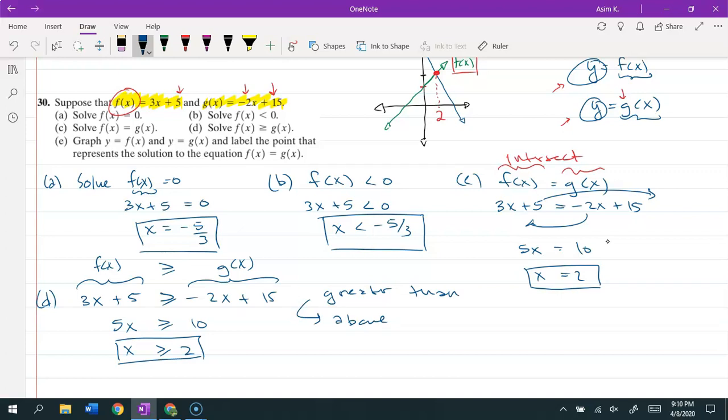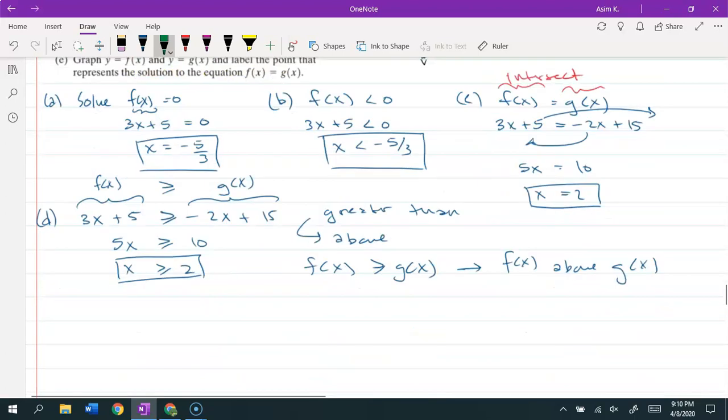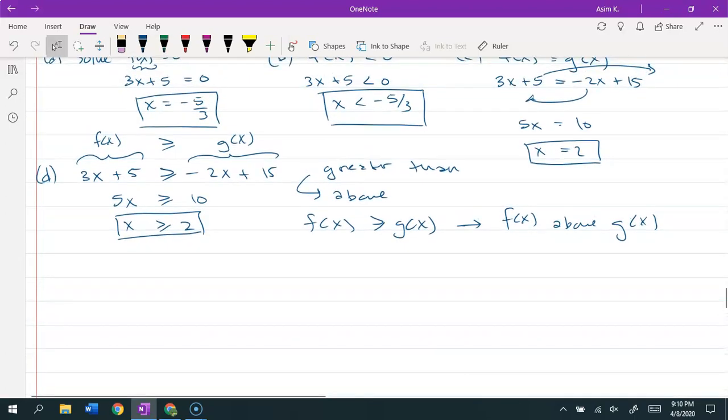So when they say that f of x is greater than or equal to g of x, what they're really trying to imply is the graph of f of x rises above, right? It's above the graph of g of x. So let me show you, all right? I have graphs of f of x and g of x very clearly labeled for you. Let me extend that green line for you a little bit. And the solution to the inequality that we just got was x is greater than or equal to 2.